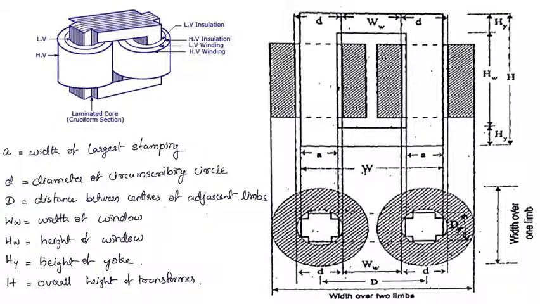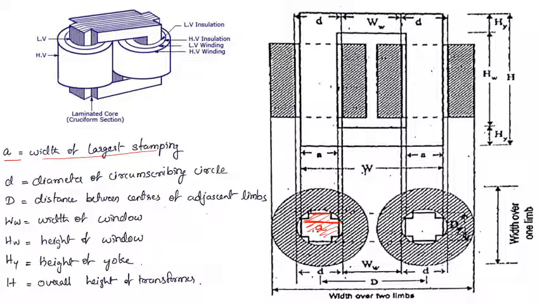The first term is small letter a, that is width of largest stamping. As we can see on the top view, the transformer is having a cruciform core, that means a two-stepped core. That means it will be having two types of laminations, one having this much of width and the other having this much of width. So this is the largest stamping, and that dimension is denoted as a. Okay, so a is the width of largest stamping, and small letter d is the diameter of circumscribing circle.